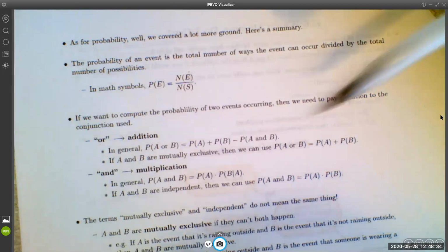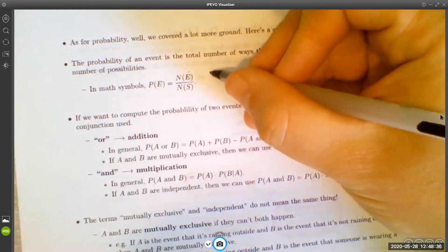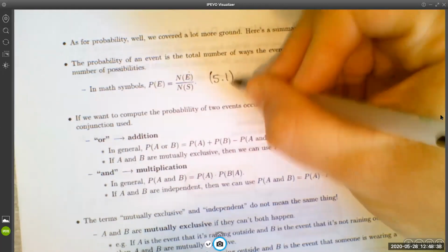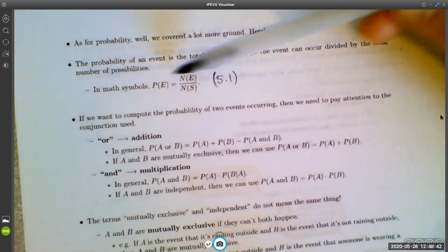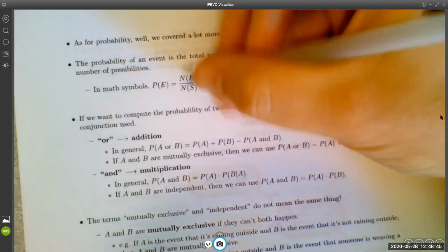So this concept came from 5.1, okay? So 5.1 was kind of a brief introduction. And actually, this is called the classical probability, right? So this is called the classical probability.